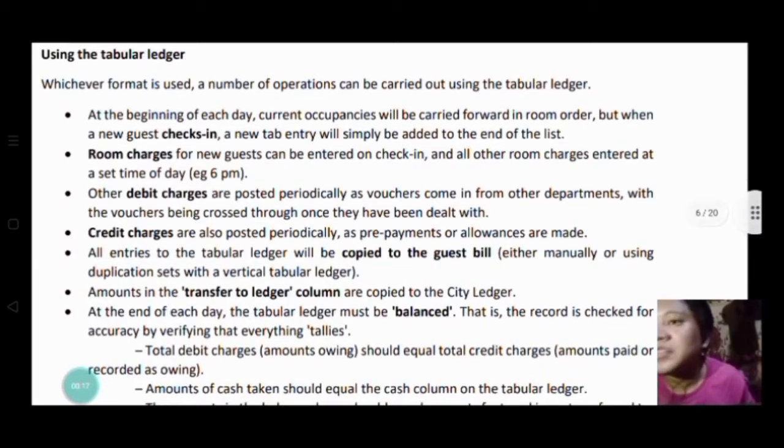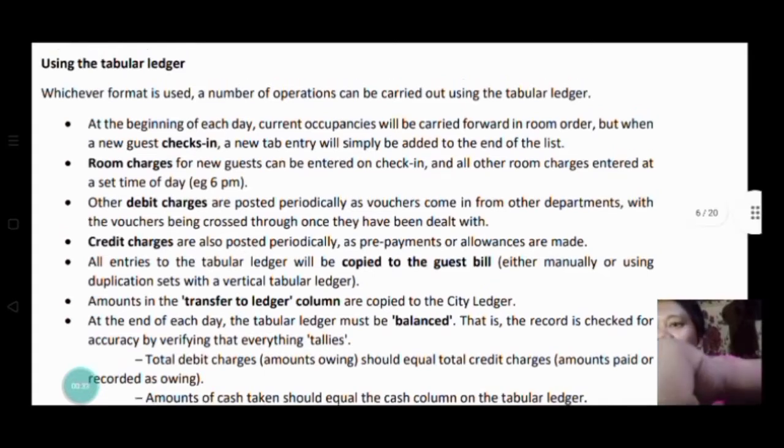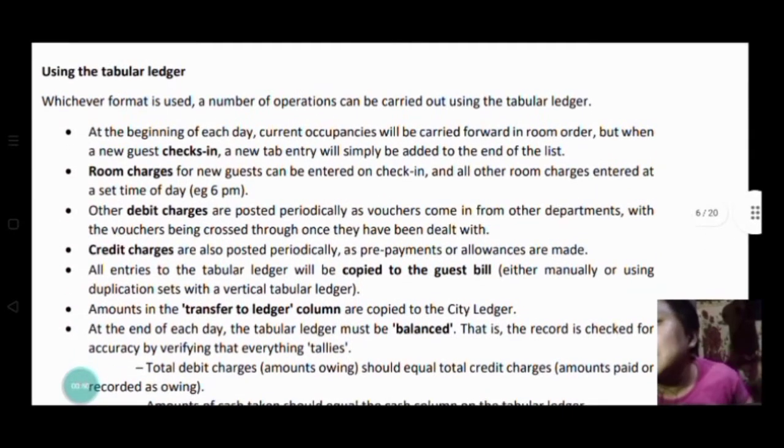So the first is that at the beginning of each day, current occupancies will be carried forward in room order. But when a new guest checks in, a new entry will simply be added to the end of the list. In my perspective, every day, some guests check in and some check out. That basically means that those who remain continue to stay in the hotel, so the occupancy rate continues as well.